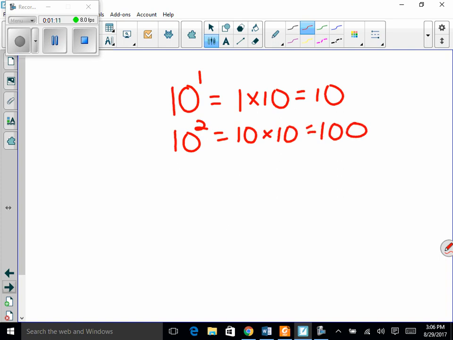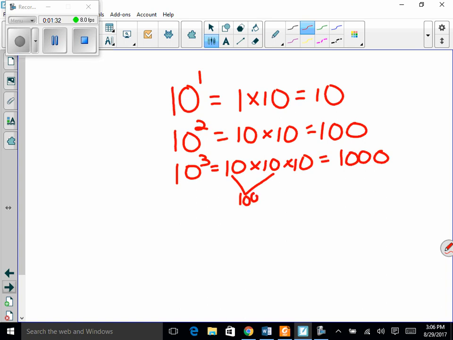or it equals 100. And then moving down, 10 to the third power would be 10 times 10 times 10, which equals 1,000. And you can check these as you go. You can look, and this one is 10 times 10 is 100, and then 100 times 10 equals 1,000. So that's how you check them.